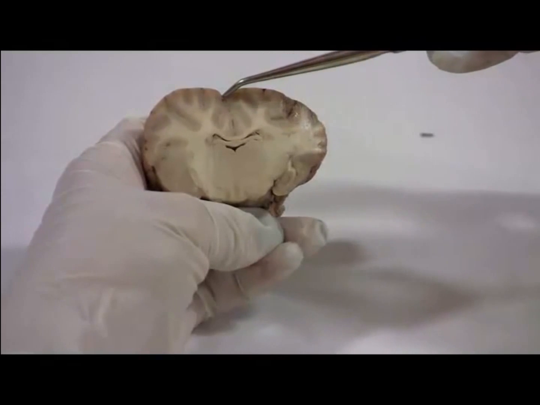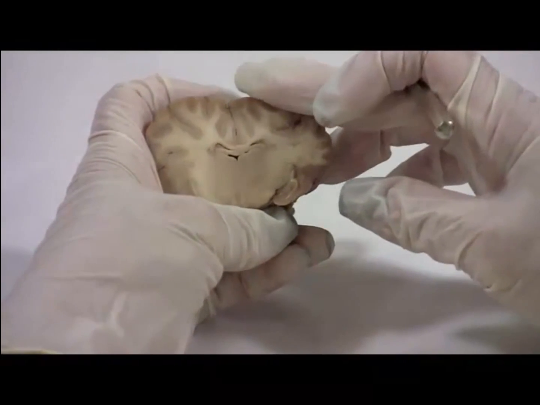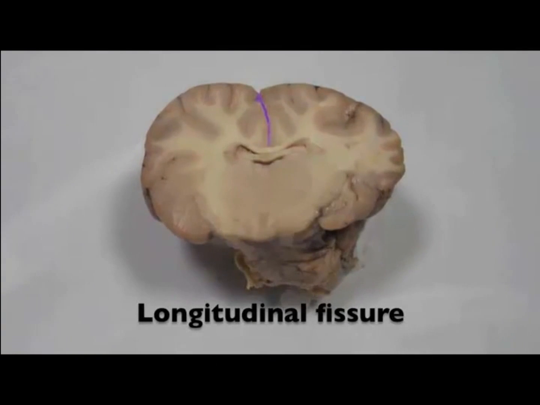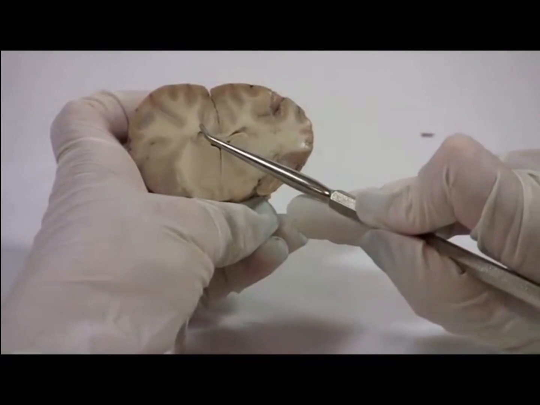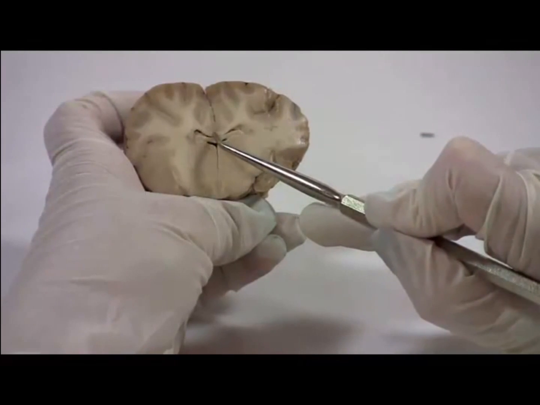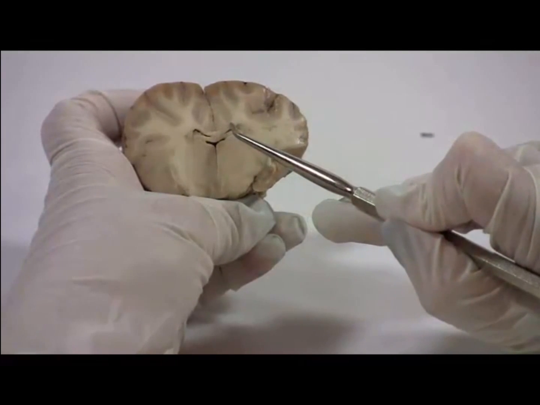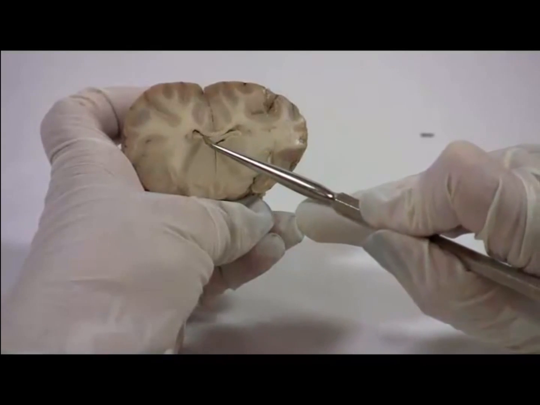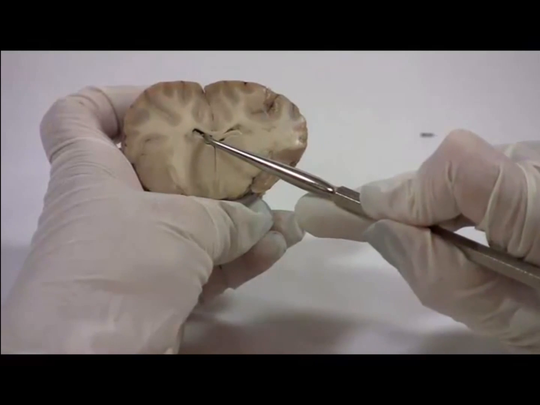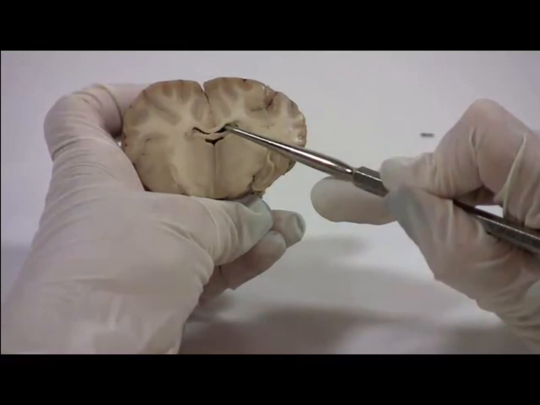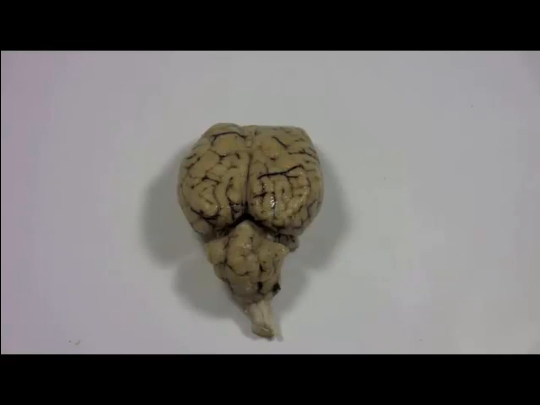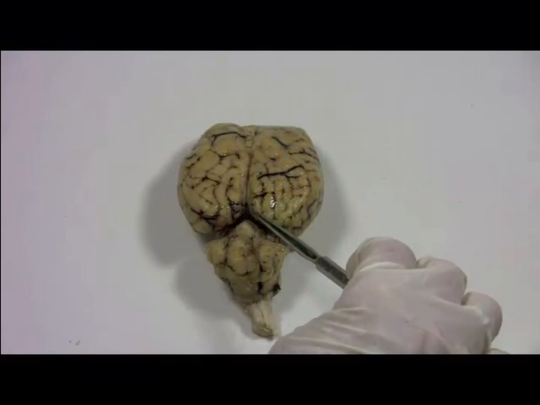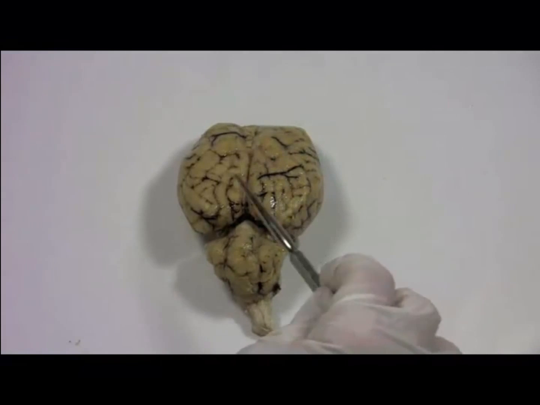Here's the longitudinal fissure, which divides the right and left cerebral hemispheres. This is the corpus callosum, connecting the right cerebral hemisphere to the left. And right underneath that are the lateral ventricles, which are separated by the membrane, the septum pellucidum. To make a mid-sagittal section, what we want to do is cut right down the longitudinal fissure and divide the brain on midline into two separate halves.